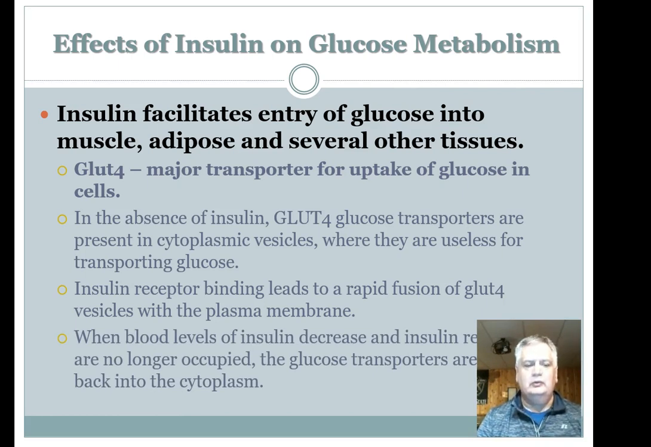When the blood levels of insulin decrease and the insulin receptors are no longer occupied, the glucose transporters will be pulled back out of the plasma membrane and recycled back into the cytoplasm, where they'll be held in vesicles until insulin levels go back up again. Let's take a look at a video on how this works.